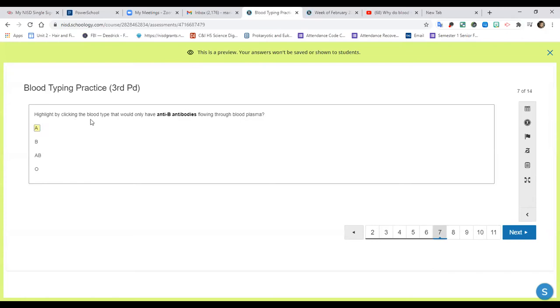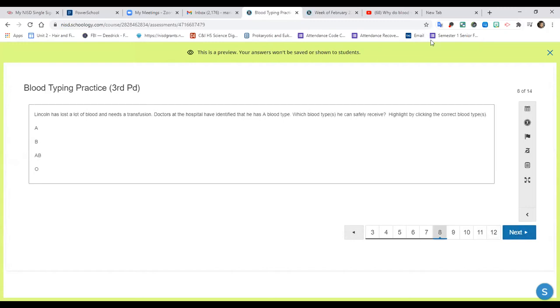Now, highlight by clicking the blood that would only have anti-B antibodies flowing through the blood plasma. Let's see here. This is it. I'm overthinking it here. I already taught it three times. Okay, let's go ahead and go to the next one. It is A.